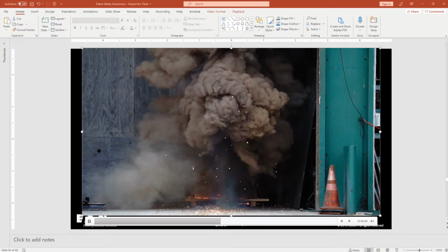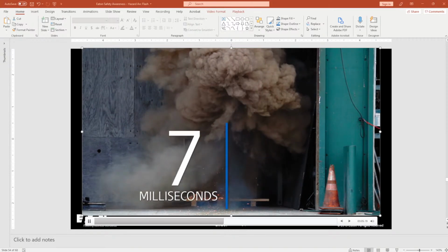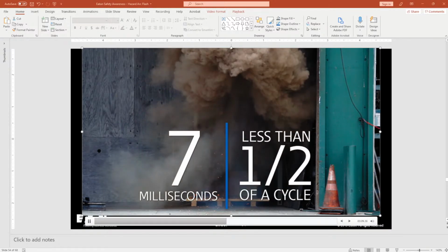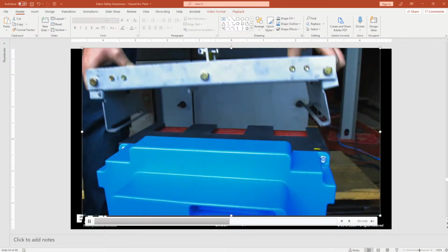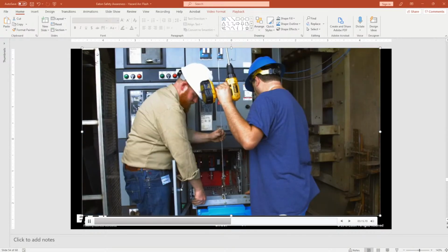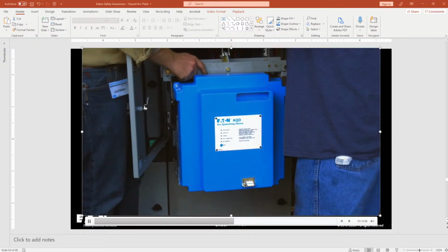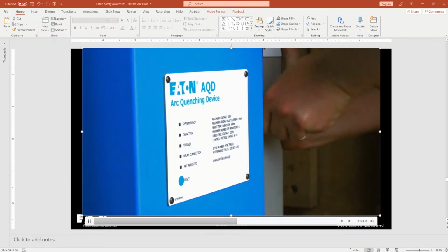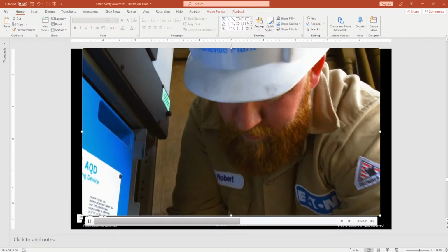According to testing performed by Eaton, this pressure wave peaks at 7 milliseconds from the onset of the arc flash, or less than 1/2 of a cycle. So the system must operate at least that fast to provide maximum protection. Eaton's arc-quenching switchgear was developed with that goal in mind. The technology is designed to detect and quench an arc flash event in less than 4 milliseconds. That's less than 1/4 of a cycle, well before the pressure wave reaches peak destruction.